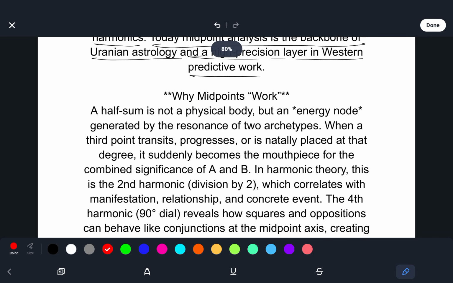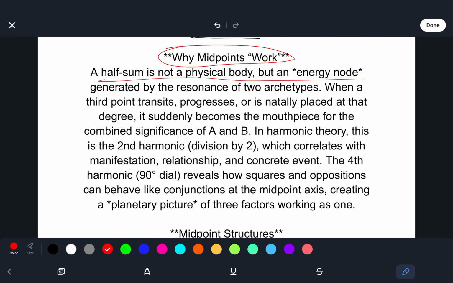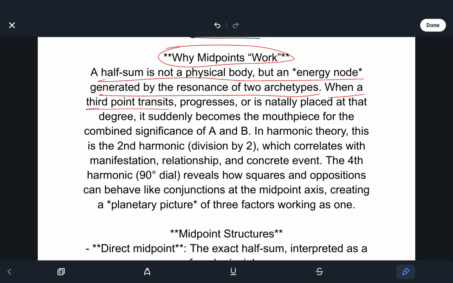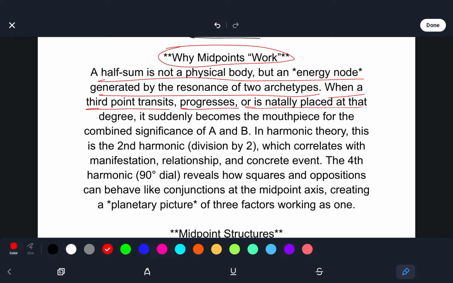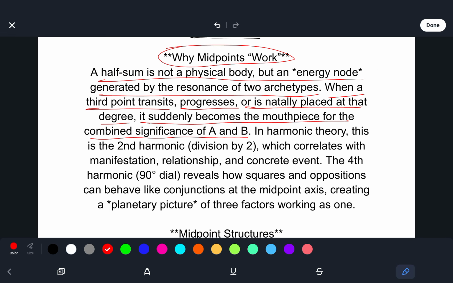So let's talk about why midpoints even work. A half-sum is not a physical body, but an energy node, generated by the resonance of 2 archetypes. When a third point transits, progresses, or is natally placed at that degree, it suddenly becomes the mouthpiece for the combined significance of A and B.